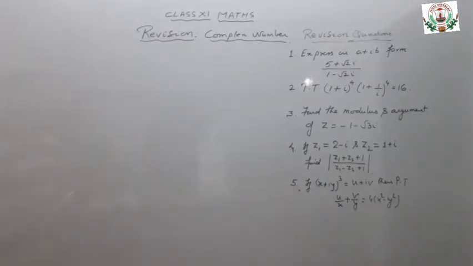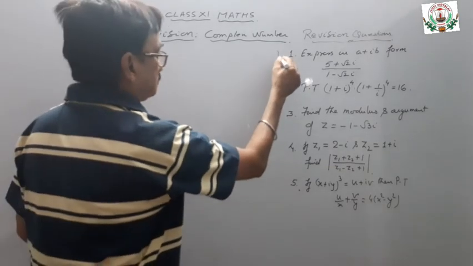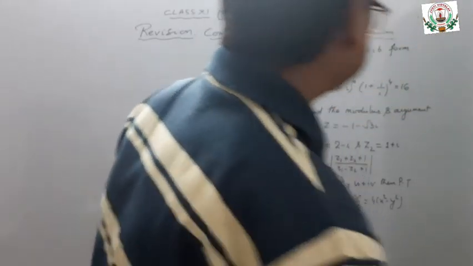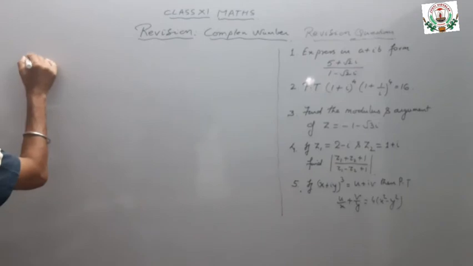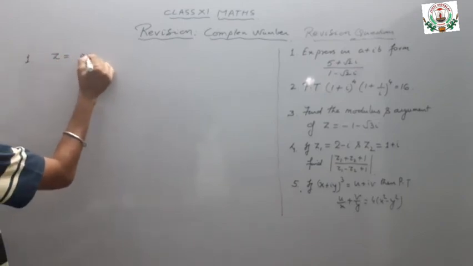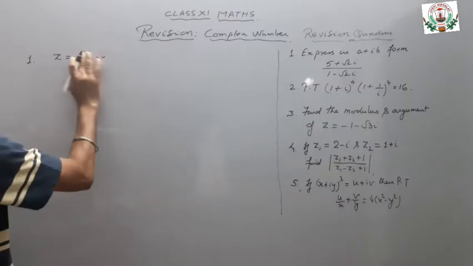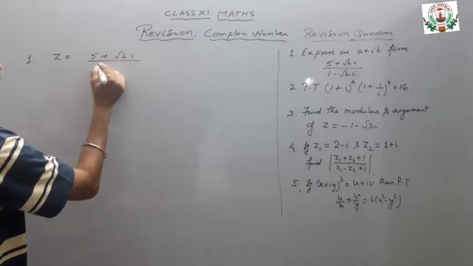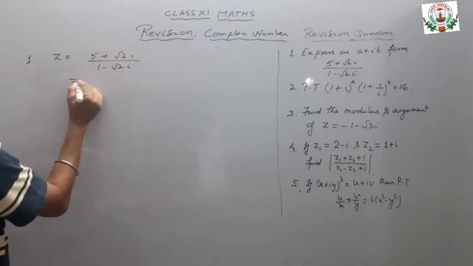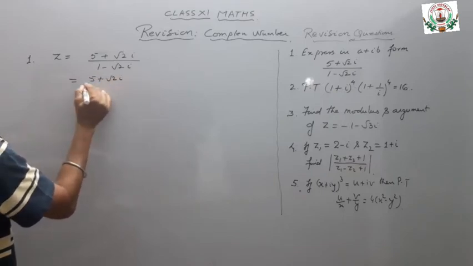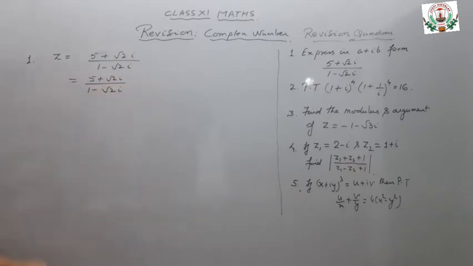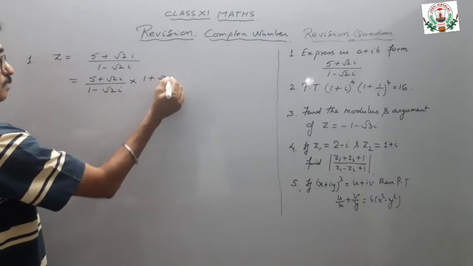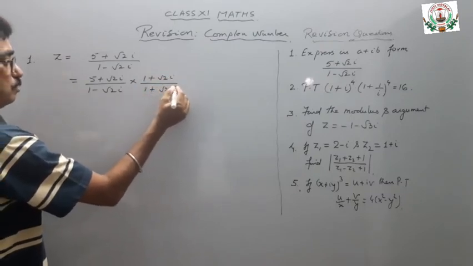The first question is: express a complex number in the form of a plus ib. So, z equals a plus ib, which is given as (5 plus root 2i) upon (1 minus root 2i). I have to rationalize it with the conjugate of the denominator. Its conjugate will be (1 plus root 2i) upon (1 plus root 2i).